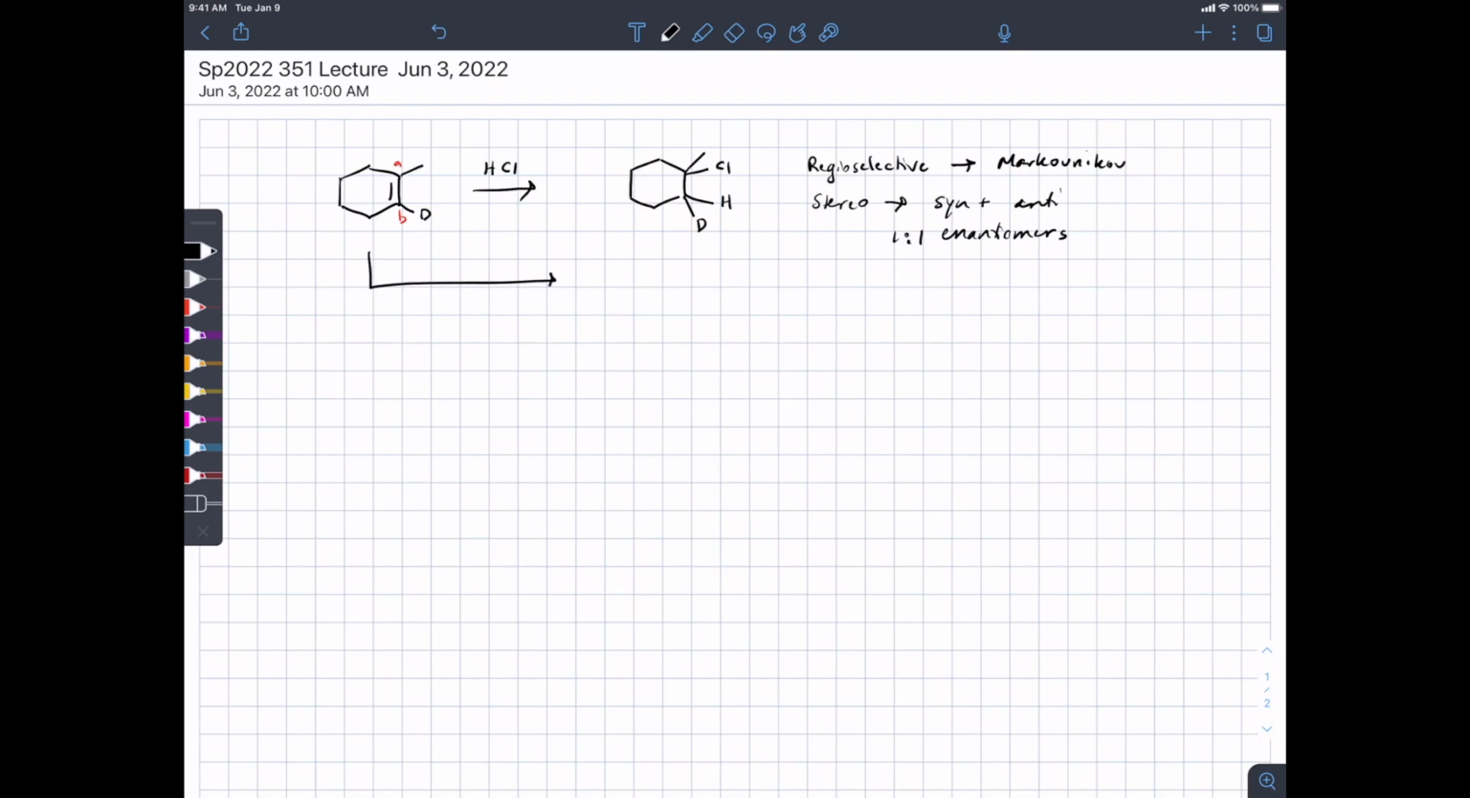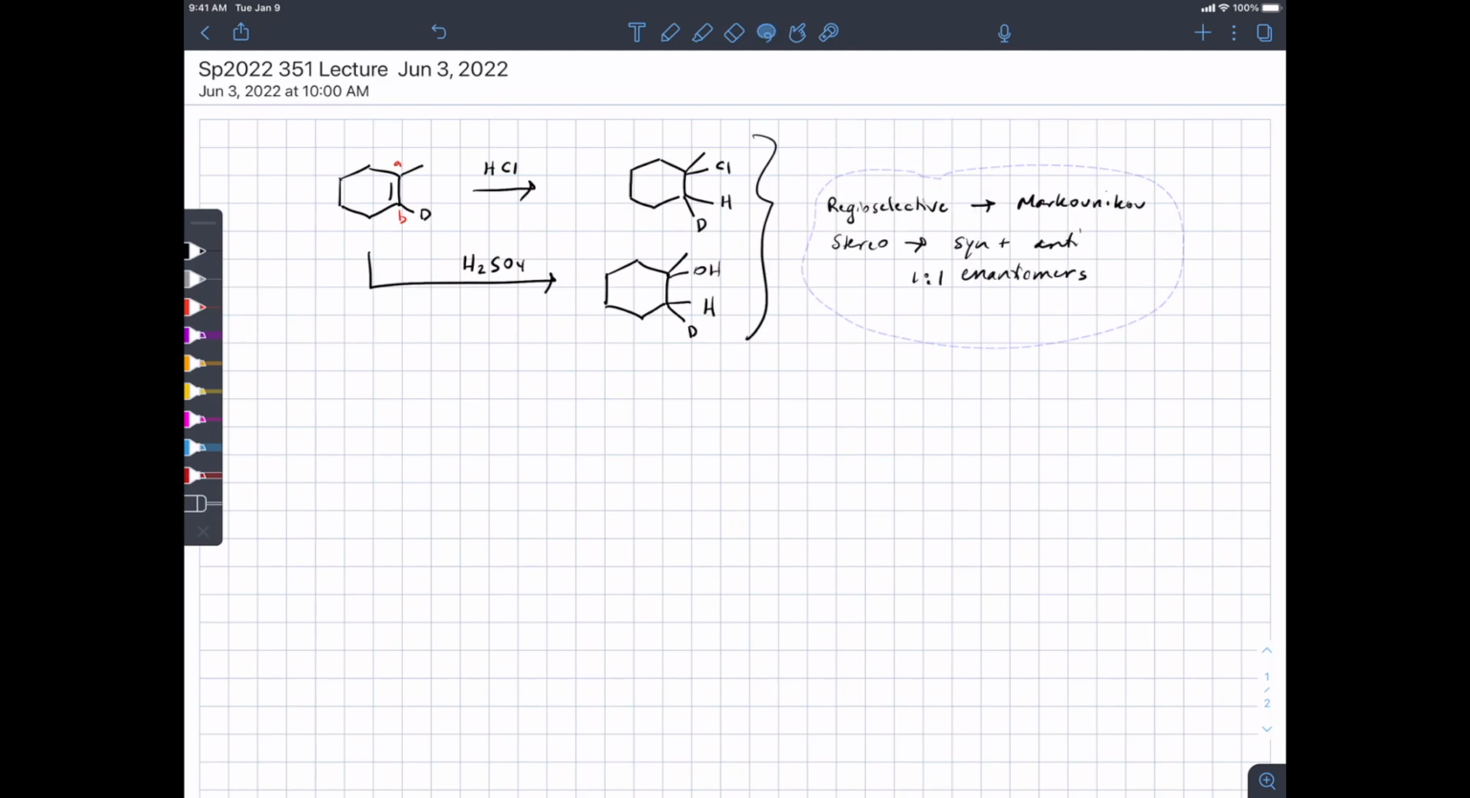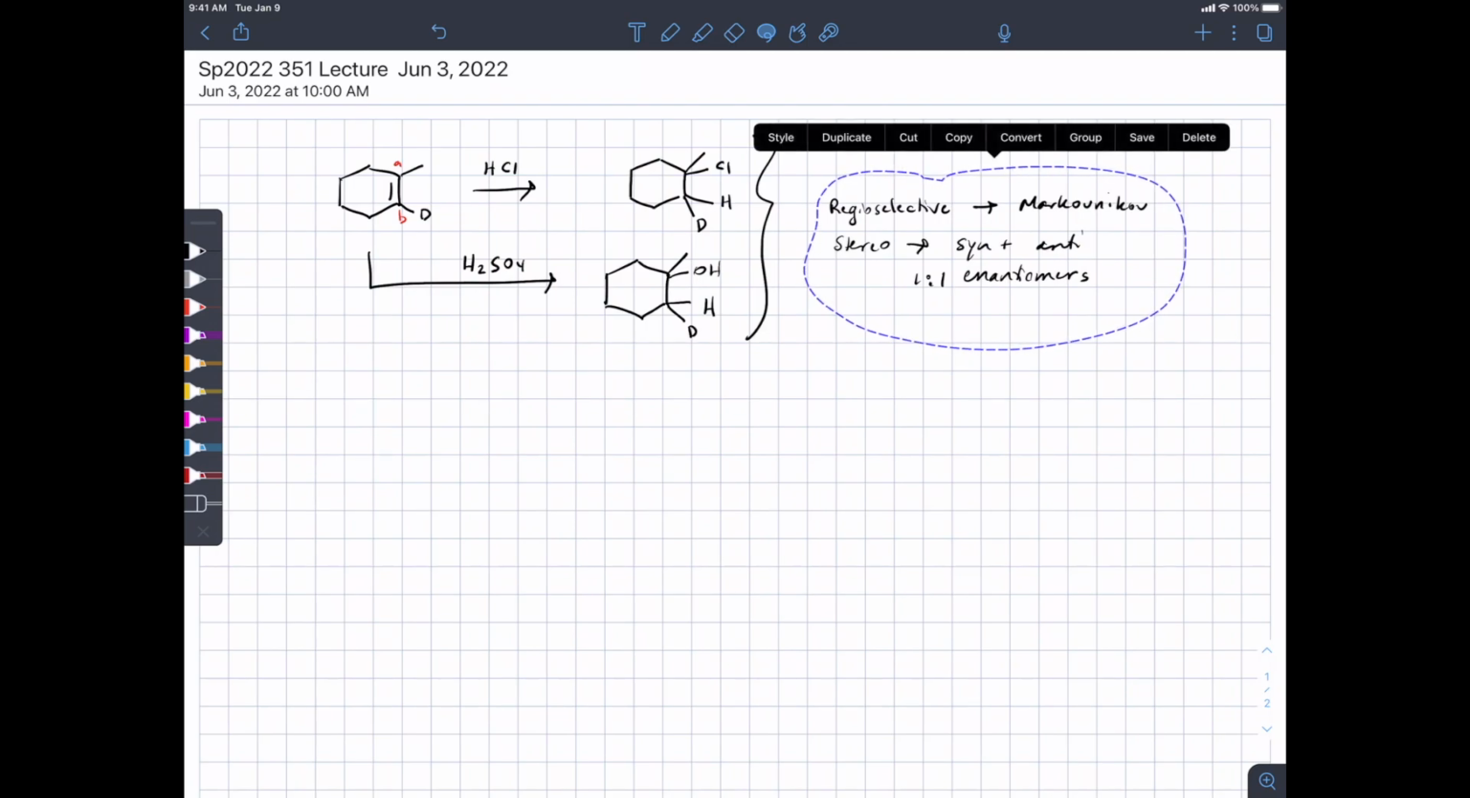It's exactly the same for alkene hydration, wherein we could see basically the same products, only it would be an alcohol instead. The mechanism here is exactly the same. We're regioselective for the OH on the more substituted carbon. In terms of stereochemistry, you get syn and anti diastereomers, and then you also get 1-to-1 mixtures of enantiomers. All right. Questions about that?